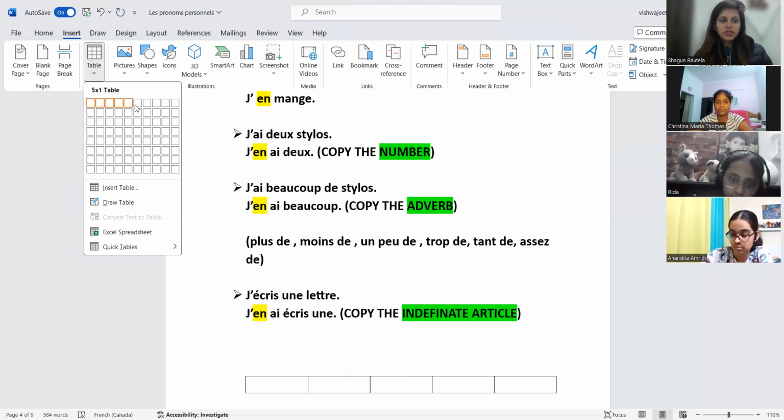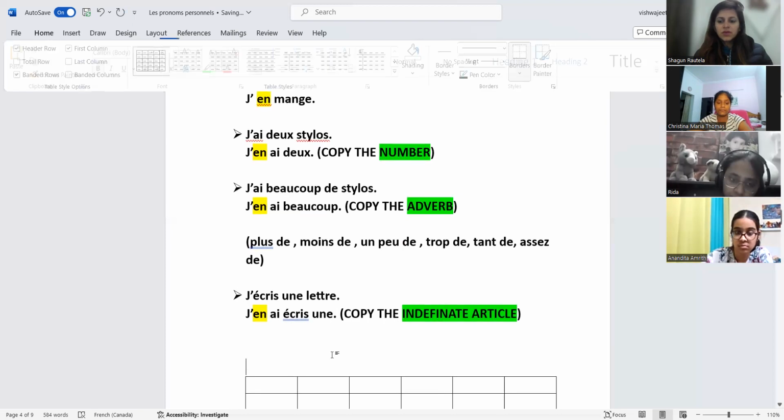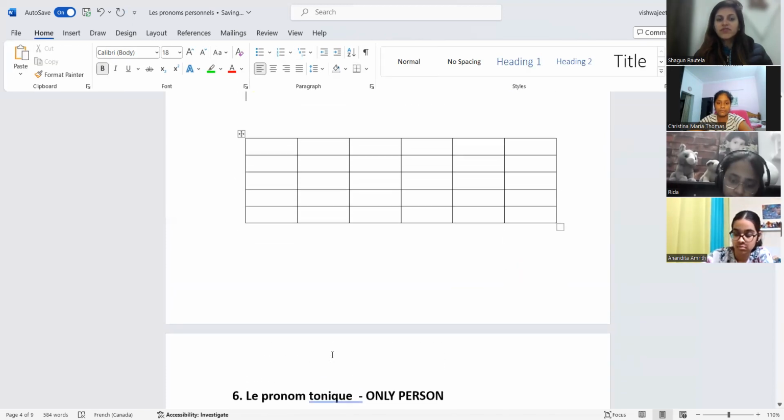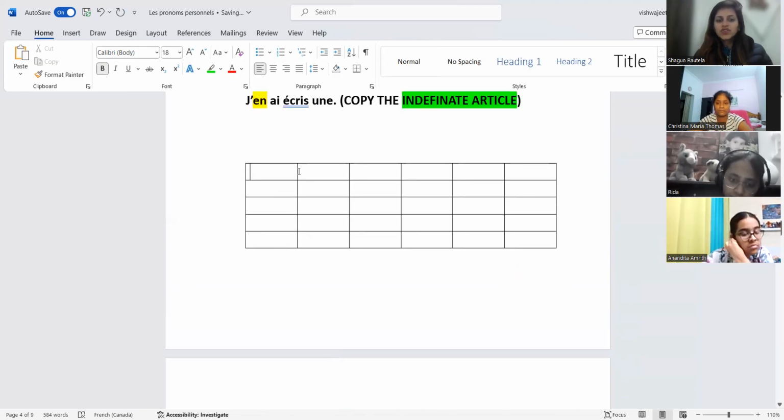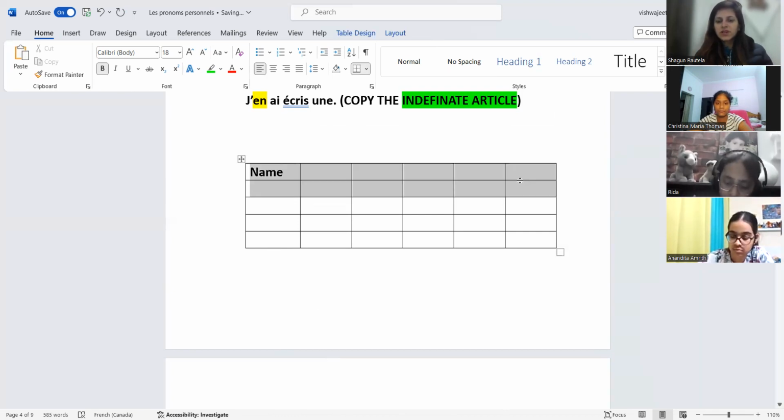Make it in the form of a table and send it to me. So the entire first row should be the names of the pronouns. All names: pronom sujet, COD, COI, Y, EN, and the last one I'm going to do.